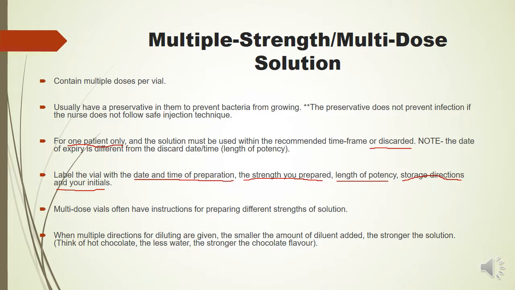So now let's discuss multiple strength, multi-dose solution. Okay. So this means that, just as the name indicates, we get multiple doses per vial. Typically, in contrast to the single dose vials, they have a preservative in them. And this preservative basically prevents bacteria from growing within the vial to contaminate the medication, right? We don't want to inject someone with bacteria that's sick. I mean, just think about that.